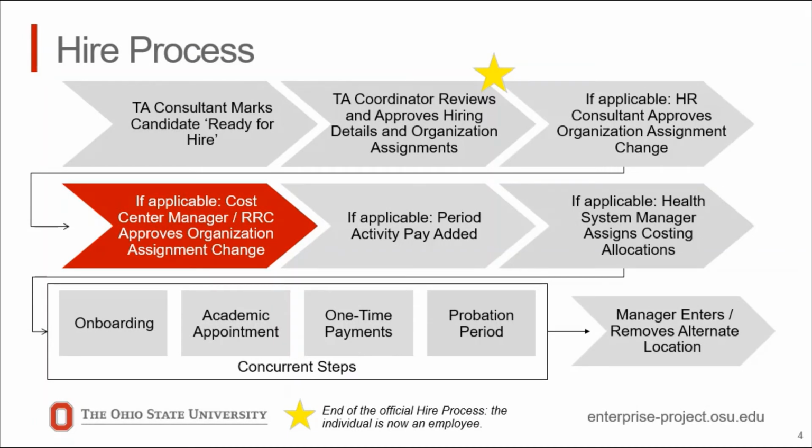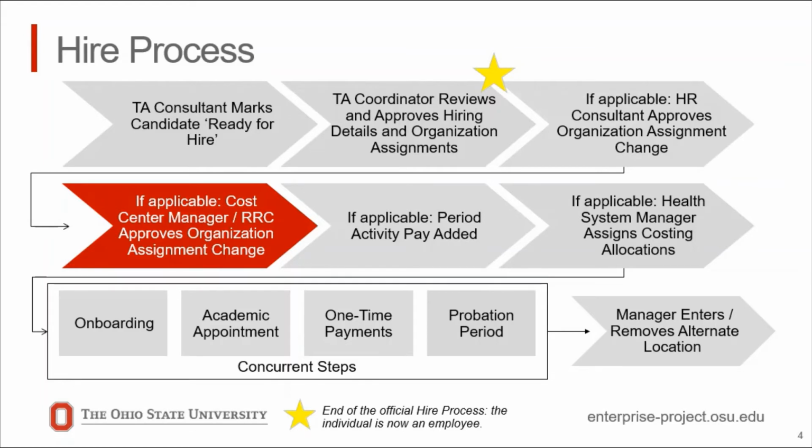At this point in the process, if the individual being hired in is a lecturer on a semester-to-semester contract, graduate associates, and/or fellowship, they will be applicable for period activity pay. The period activity pay business process is for the assignment and management of an employee's period activities and the related compensation with instructions for payment through Workday Payroll.